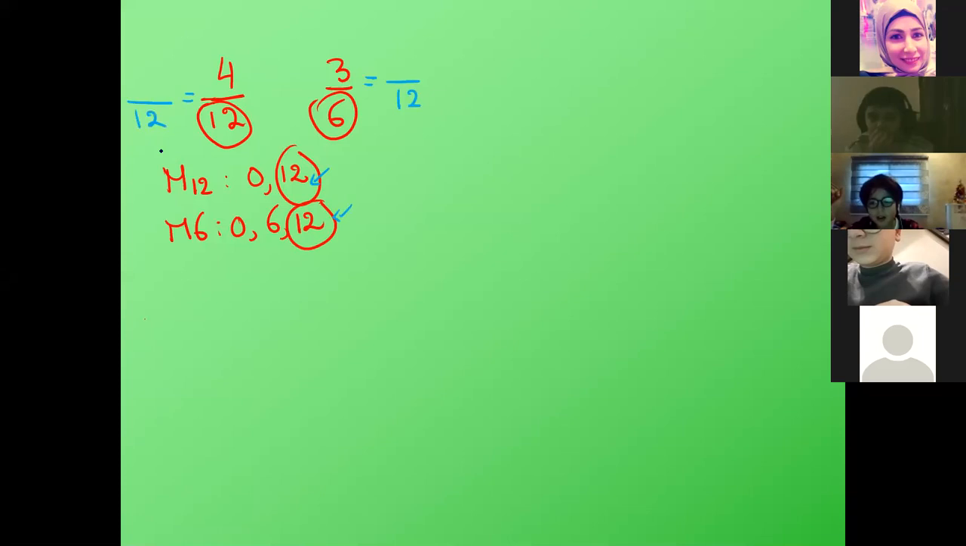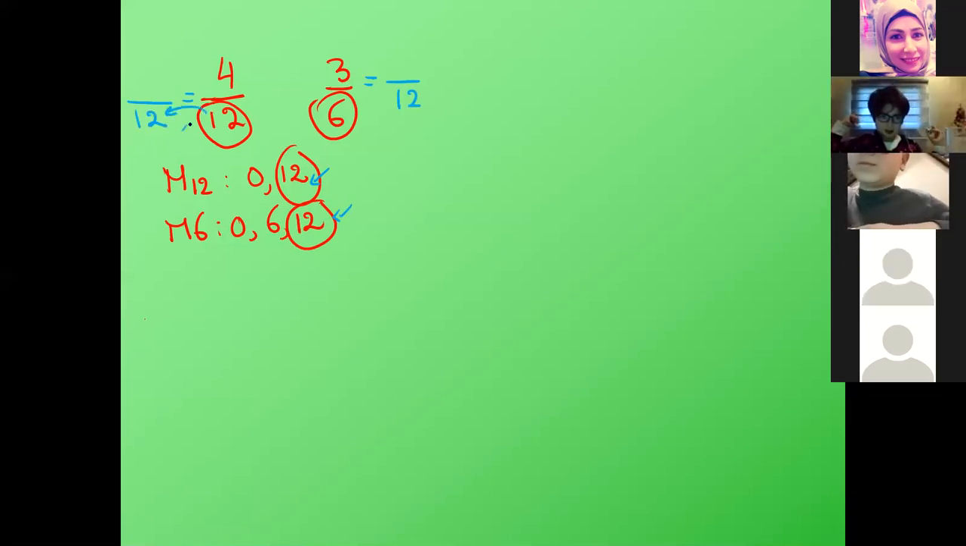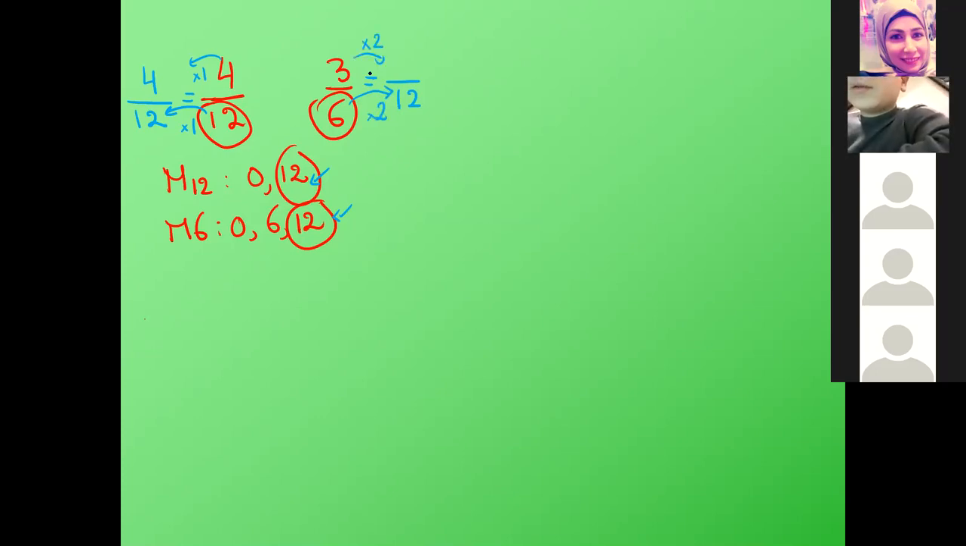Now it's 12. Which number in table 4 gives us 12? Three. Four times three, 12. Which number in table 6 gives us 12? Two. Multiply by 2 up and down. 3 times 2, 6. Count 0, 1, 2. Start counting from 0.